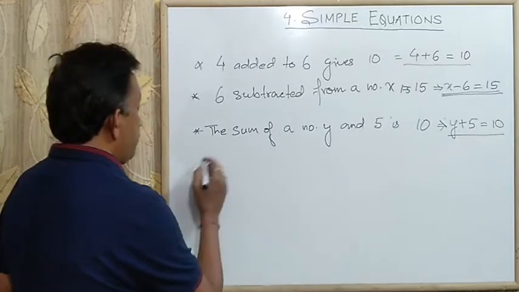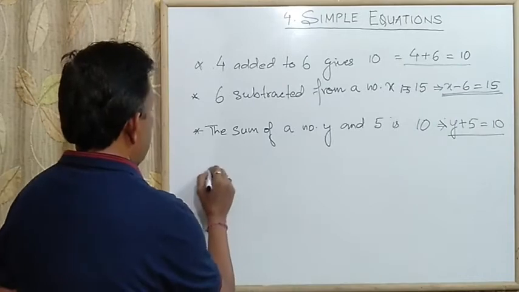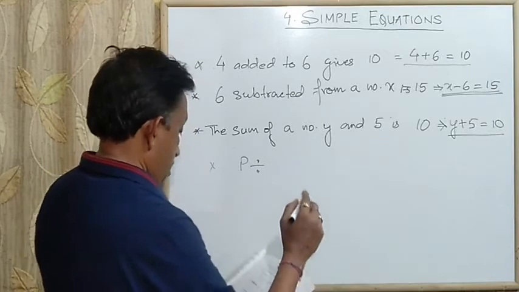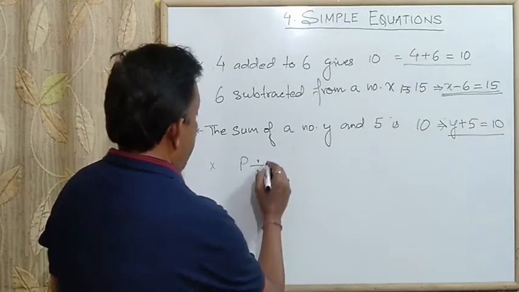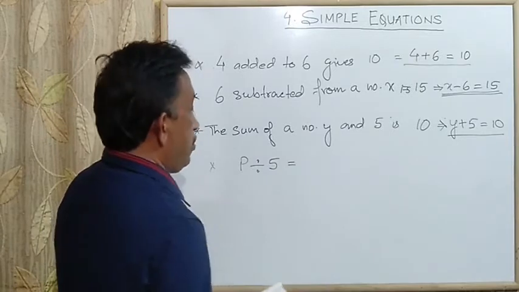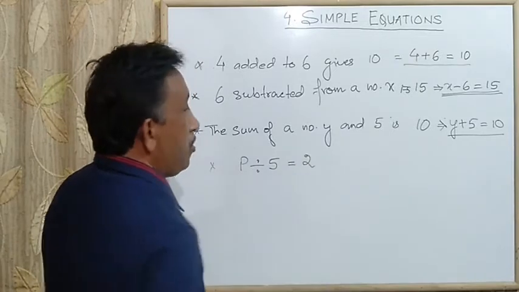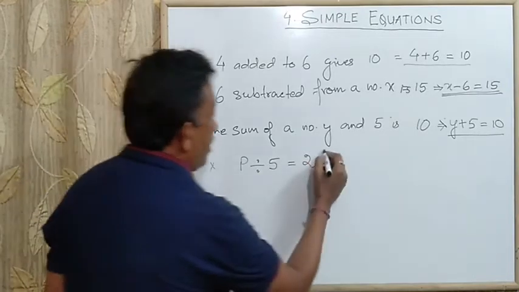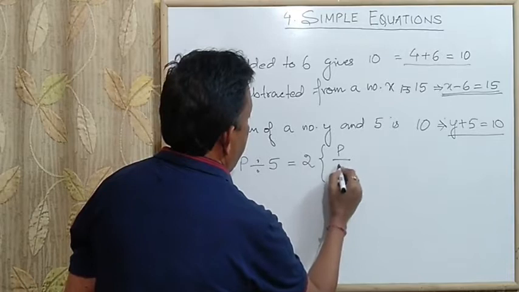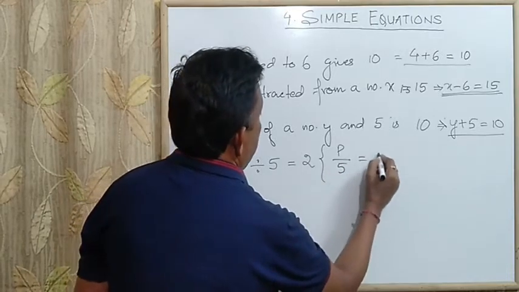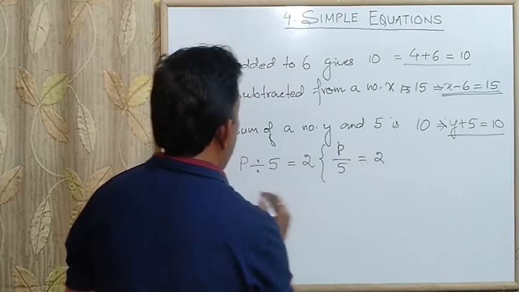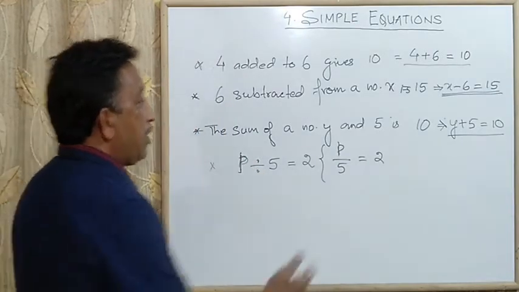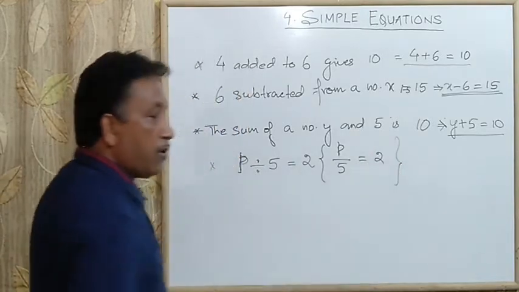So suppose there is a statement like this: p divided by 5 is equal to 2. So this is a simple equation. This is division, p by 5, or I can write it like this also: p by 5 equal to 2. So this is going to be a small letter. Always remember, a variable is always a small letter. So it can be written like this also: p by 5 equals 2.